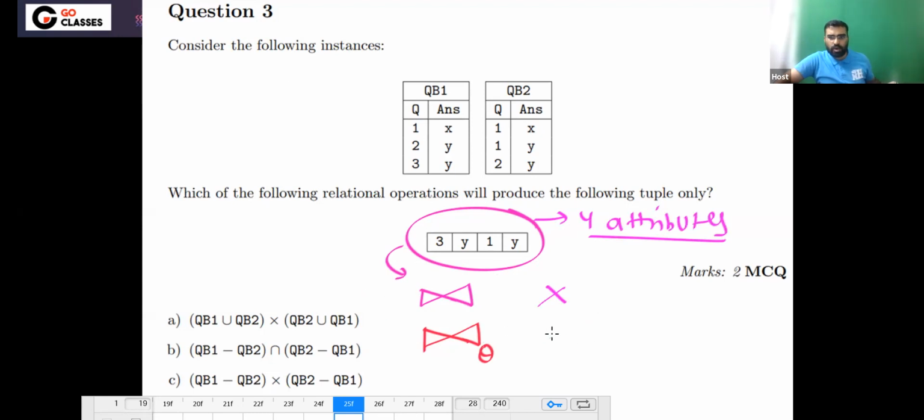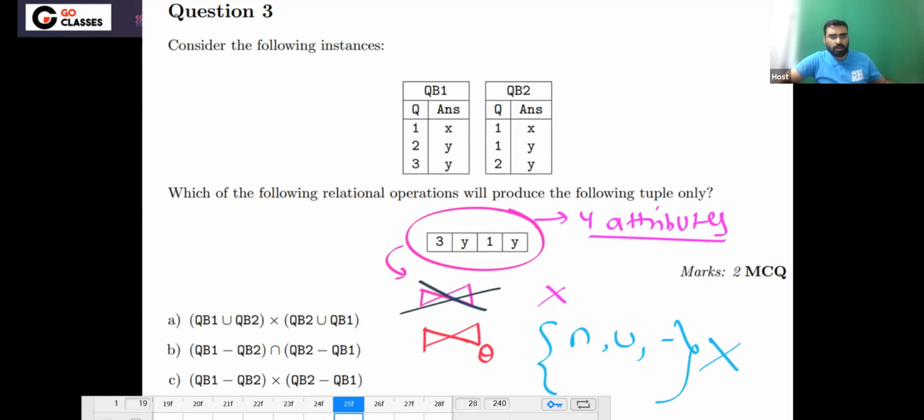Definitely these cannot produce, right? Intersection, union, set difference, definitely they cannot produce. Yes or no? So you can clearly see that this cannot produce. Cross product can produce. Okay, maybe it is confusing. So you can notice, this one cannot produce.